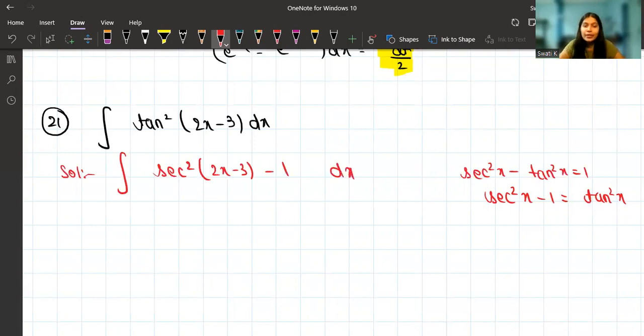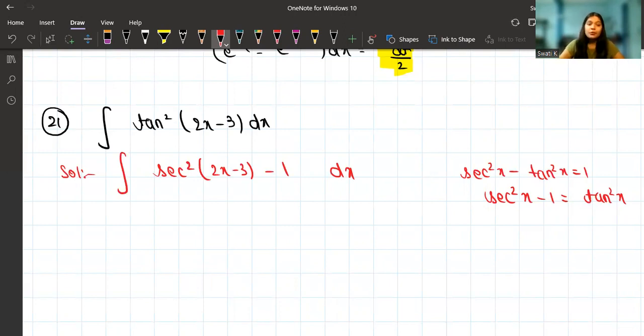Now the question is why I did this. Because if you take sec square, we know the formula of integration of sec square x. We do not have any formula for integration of tan square x. That is why we have substituted this.